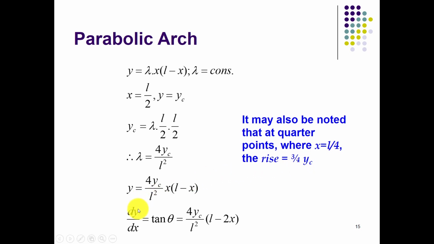So if we want to differentiate the value of y with respect to x, we can have a value of theta in the case of a parabolic arch, which is basically the angle of the parabola. So we have to compute the values yc, L, and the section being drawn at which you want to take the value of theta. So you can have a value of theta at any point x.